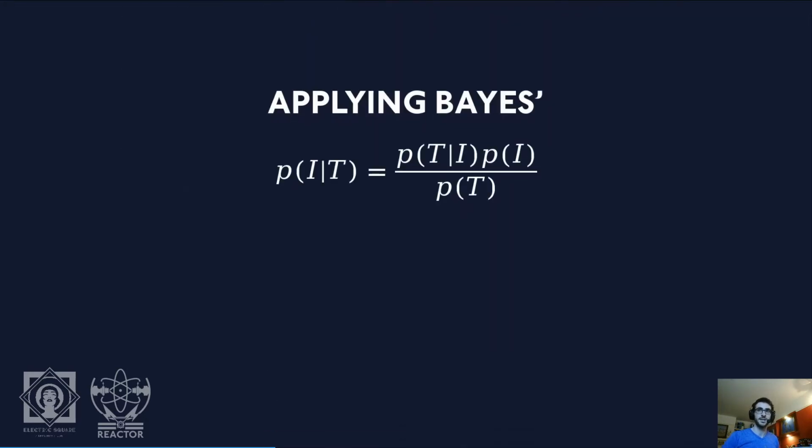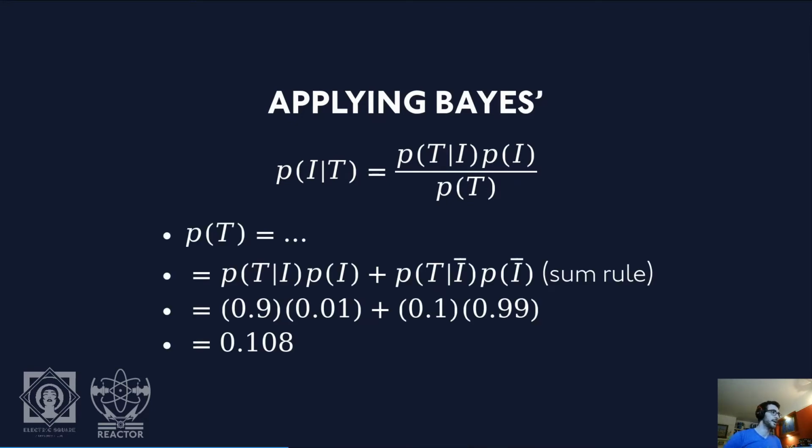So now let's apply Bayes to this. We need to work out the probability of T before we can apply it, so let's do that first. Applying the sum rule, the probability of T, the probability the test is positive, is going to be the probability the test is positive given we're immune, multiplied by the probability of us being immune. And we also have to add the probability of the test being positive given we're not immune, multiplied by the probability of us not being immune. So we're basically trying to work out under what two cases the test can be positive, what the probabilities are for those two cases, and then we calculate those and add them together to get our final probability, which is 0.108.